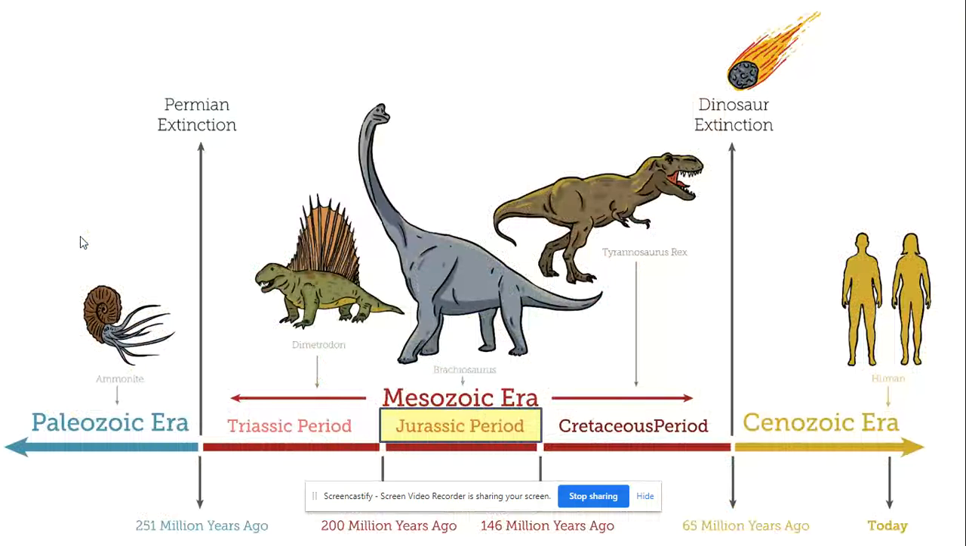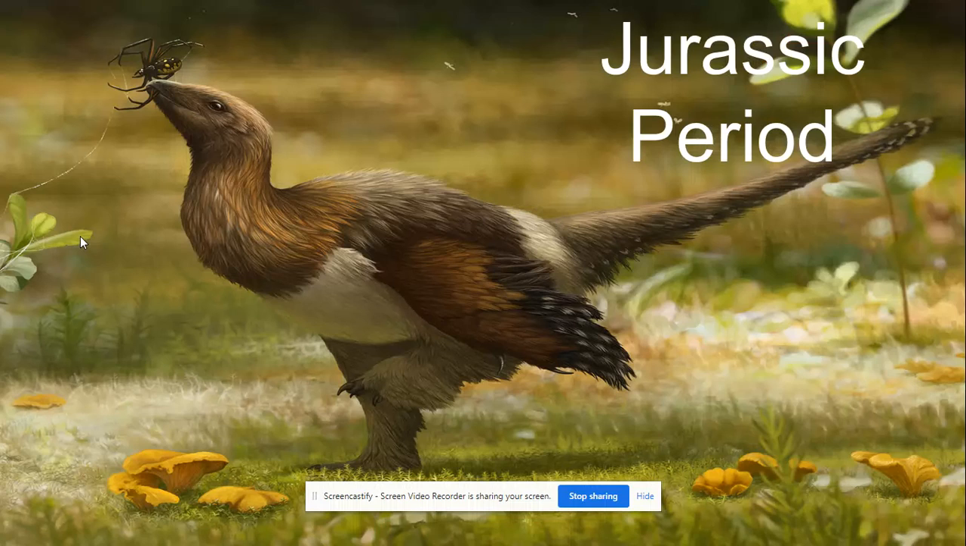Then we have the Jurassic period, and that's when the Brachiosaurus was alive. So the Jurassic period is when there was a mass extinction, and lots of animals that did used to live did become extinct, but dinosaurs survived. So dinosaurs survived the Jurassic period, and this is also when birds began to evolve as well.